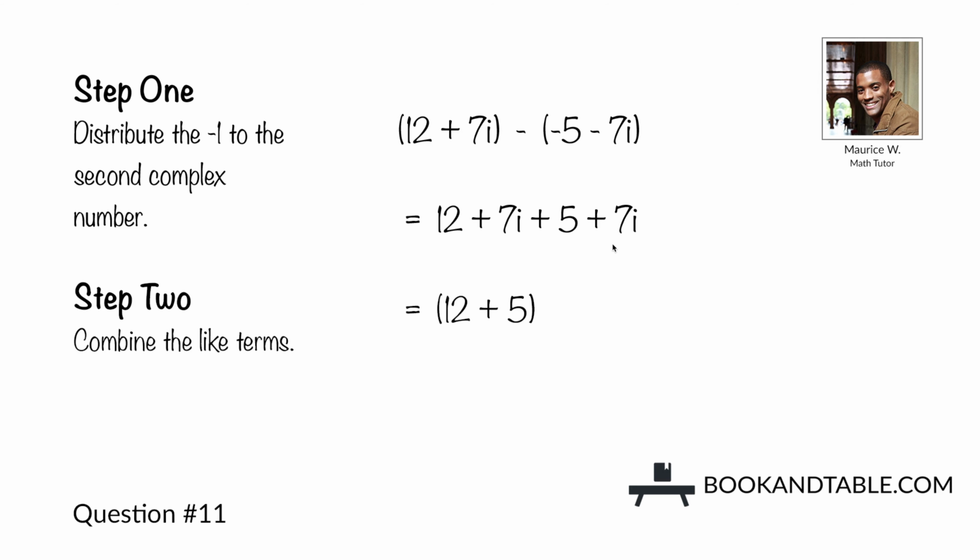And now we will want to combine the like terms. So our real numbers, we have 12 and 5. And we add that to our imaginary numbers, 7i plus 7i. And now we can find the answer. 12 plus 5 is equal to 17, plus 7i plus 7i, which is 14i. So the difference of 12 plus 7i minus negative 5 minus 7i is equal to 17 plus 14i.